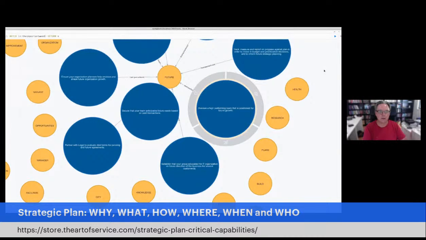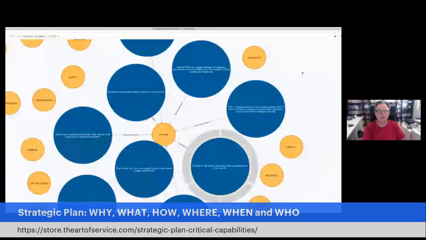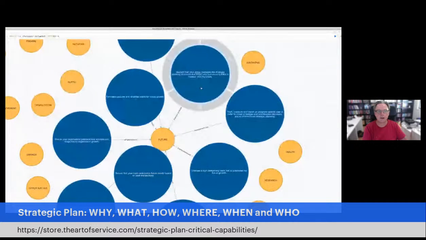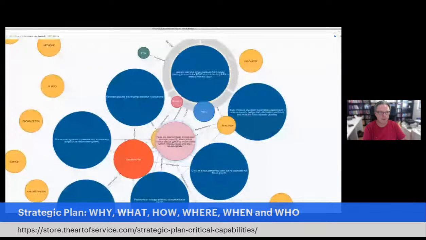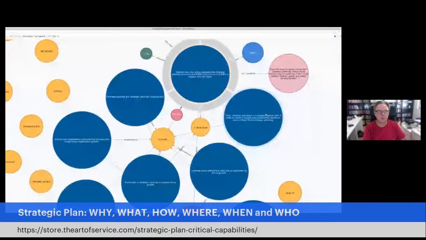Now, look at all this. This is stuff that I can put in place right away. Warrant that your group manages the strategic planning to ensure that RBAC can successfully fulfill its mission into the future. There we go. And there's the board involved. The board engage in long-term strategic planning, which would include regular updating of the health center's mission, goals, and plans as appropriate.